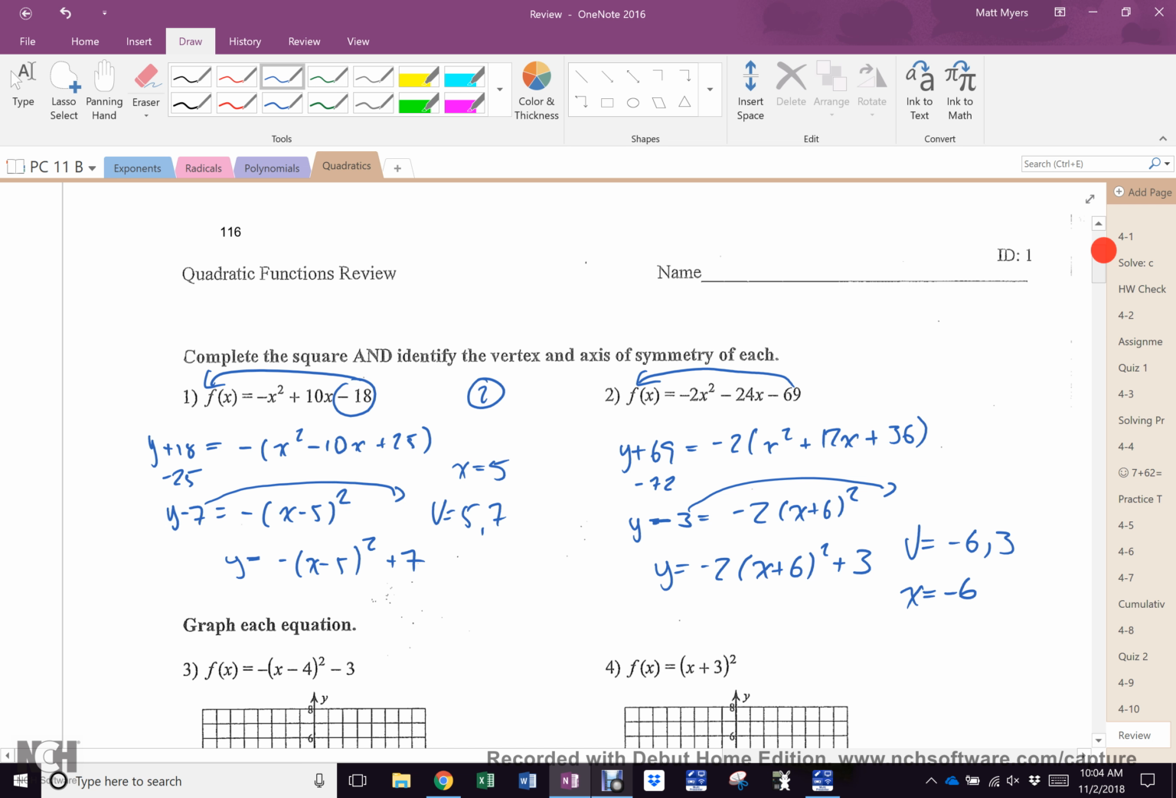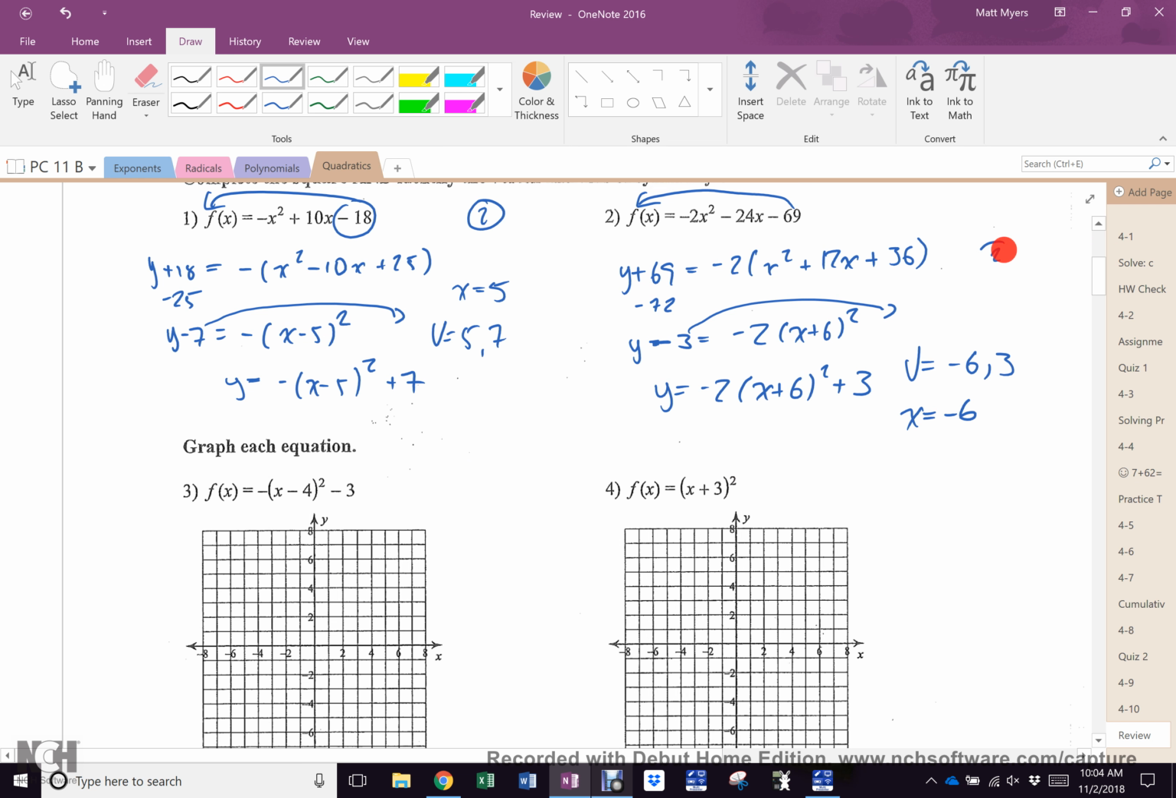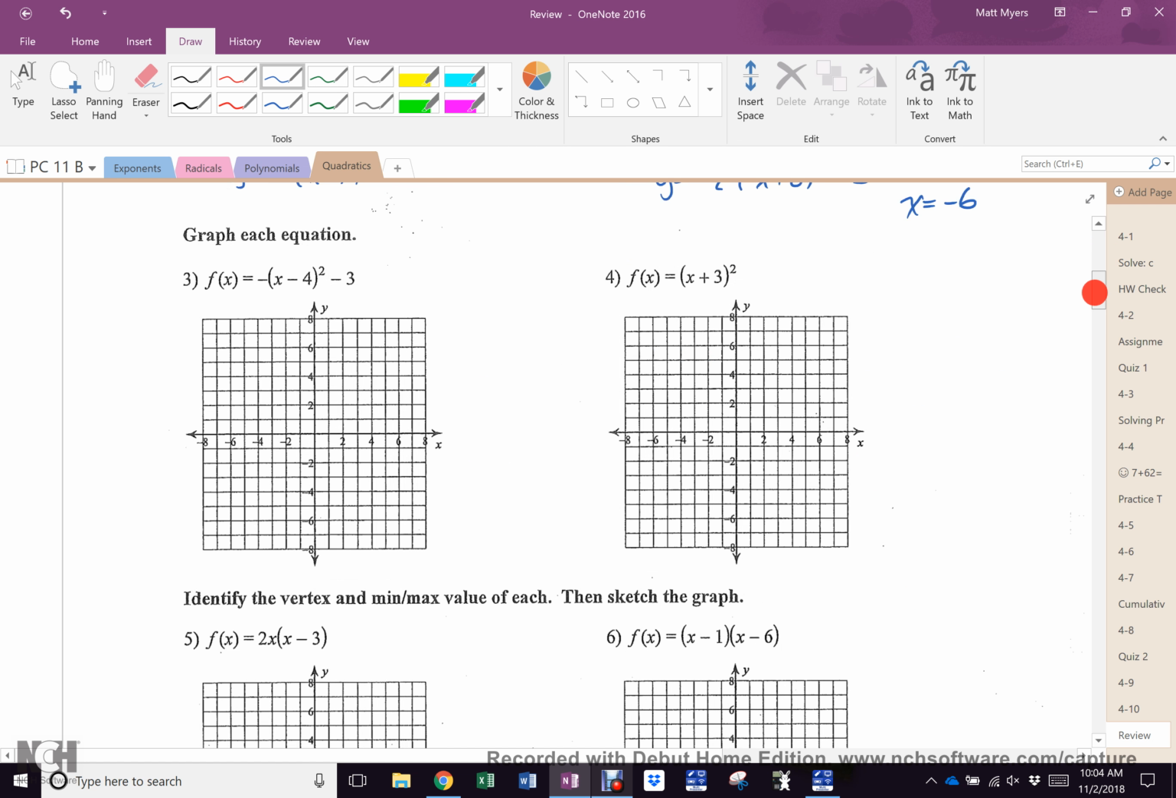Excellent. Let's carry on. 2 marks there. Graph this. What form is it in? Vertex. So I go to positive 4, negative 3. Is it a positive or a negative parabola? Negative. Does it have a stretch? No. So if it's over 1, it's down 1. If it's over 2, it's down 4.